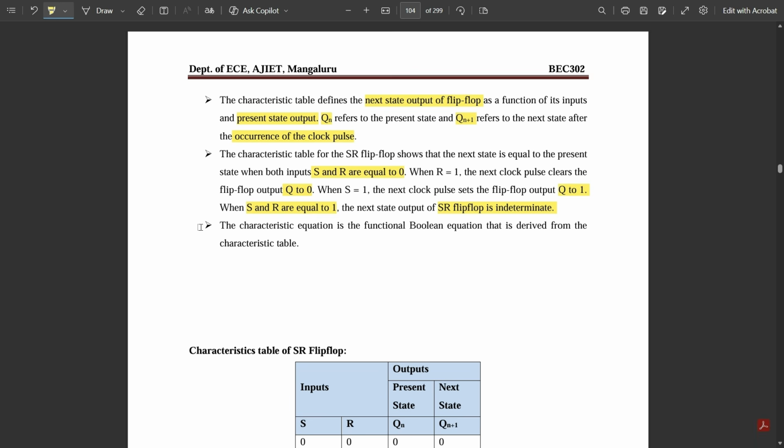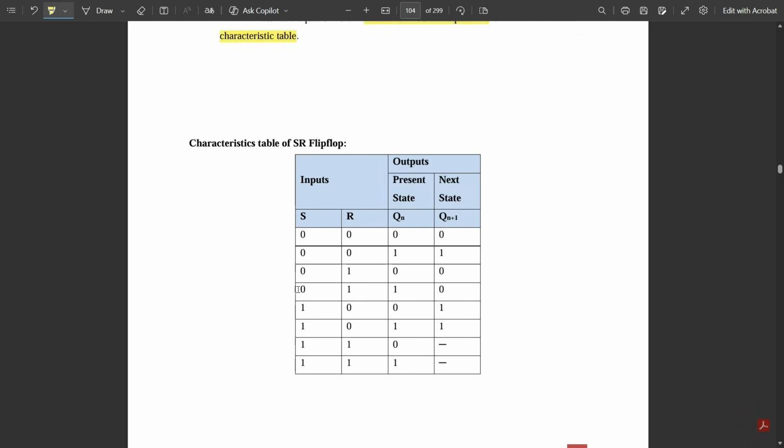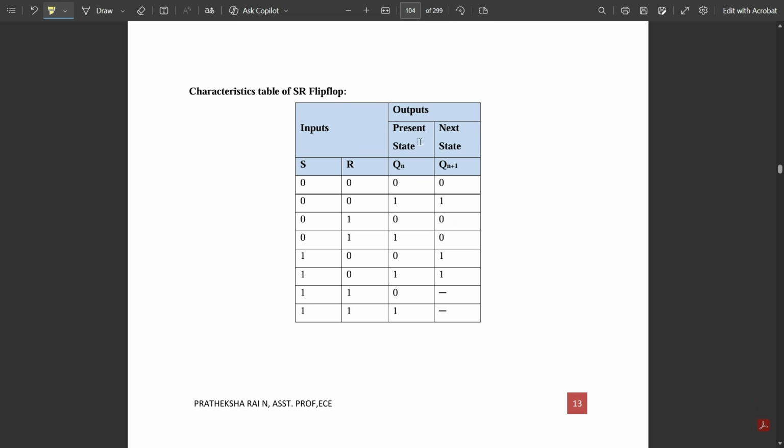You see here, the characteristic equation is the functional Boolean equation that is derived from the characteristic table. So whatever characteristic table you get, the function table, based on that you need to build a K-map and get the Boolean function. So how that is done, you see here one by one. First for the SR flip-flop.